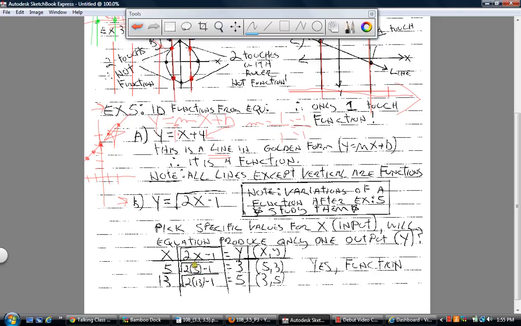2 times 5 is what? 10. 10 minus 1 is 9. Square root of 9 is 3. Look at 13. 2 times 13 is what? 26. 26 minus 1 is 25. The square root of 25 is 5. And so yes, this is a function.